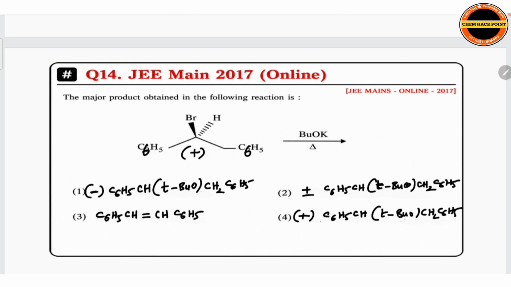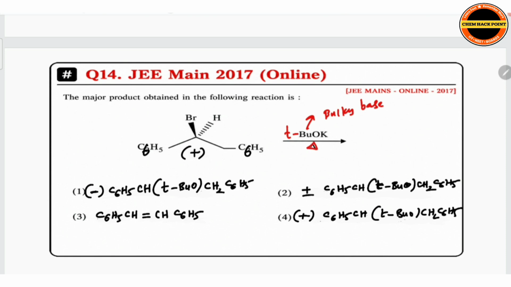See the question here. The major product obtained in the following reaction is... here tertiary potassium butoxide is given, which is a bulky base. Just now we studied which is a bulky reagent or bulky base. Whenever a bulky base is given, it favors elimination. At the same time, heating is also given.